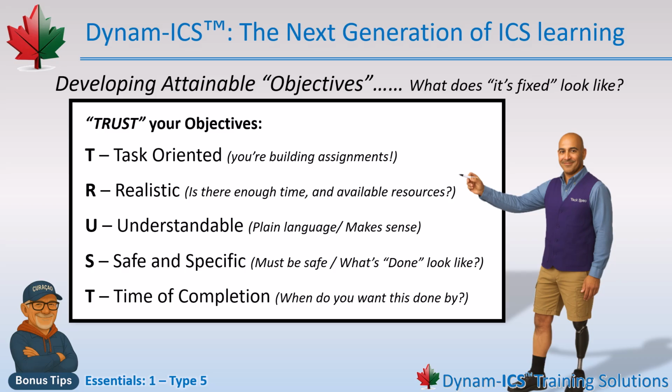Because in ICS, if you can't explain what's being done, how, safely, and by when, it's not an objective, it's a wish list. People need clear instruction when they're being tasked, and these TRUST characteristics provide exactly that. TRUST, a Dynam-ICS Training Solutions original mnemonic.